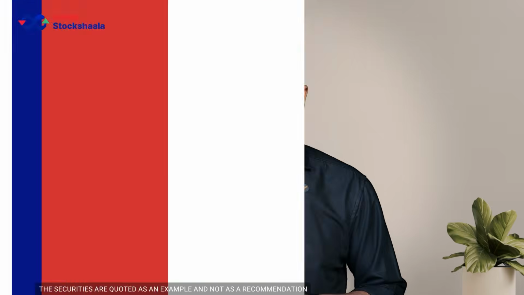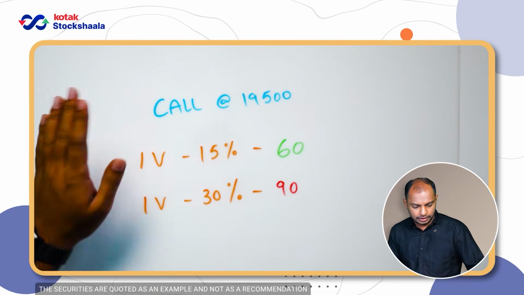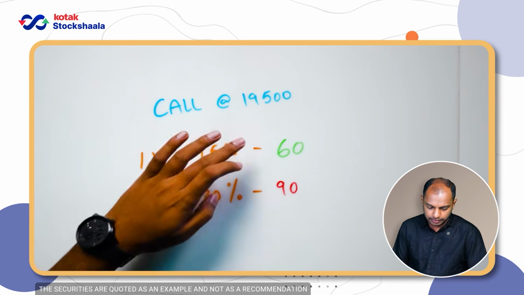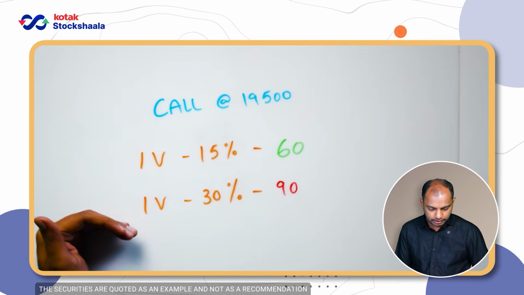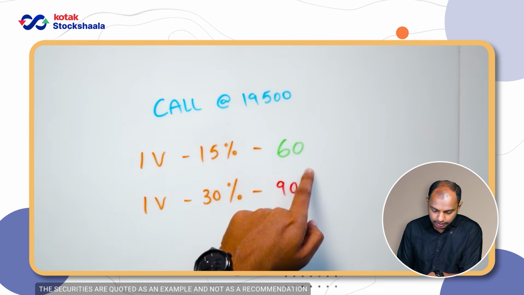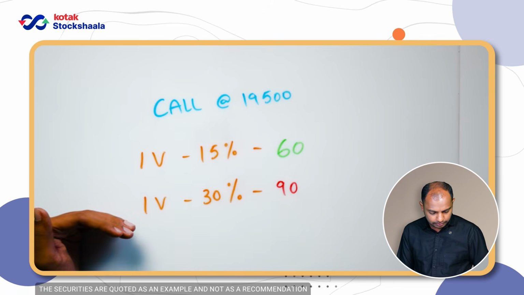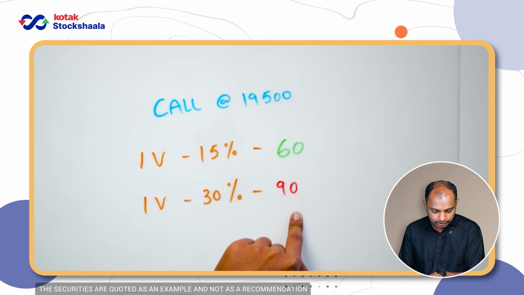Now let's discuss how IV impacts options pricing. Let's head to the whiteboard to understand this example. I'm going to take the same call strike of 19,500 and see how the premium varies across two different IVs. One IV where it is 15%, the premium is trading at 60 rupees, whereas the other one, IV is trading at 30% and the premium is trading at 90 rupees.